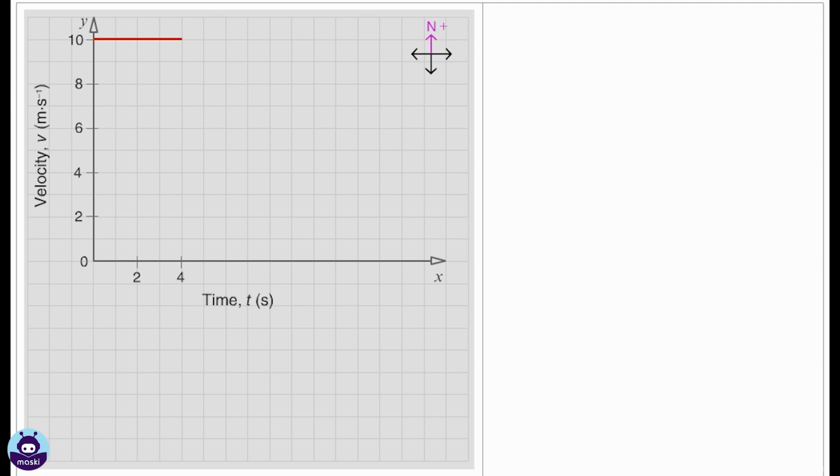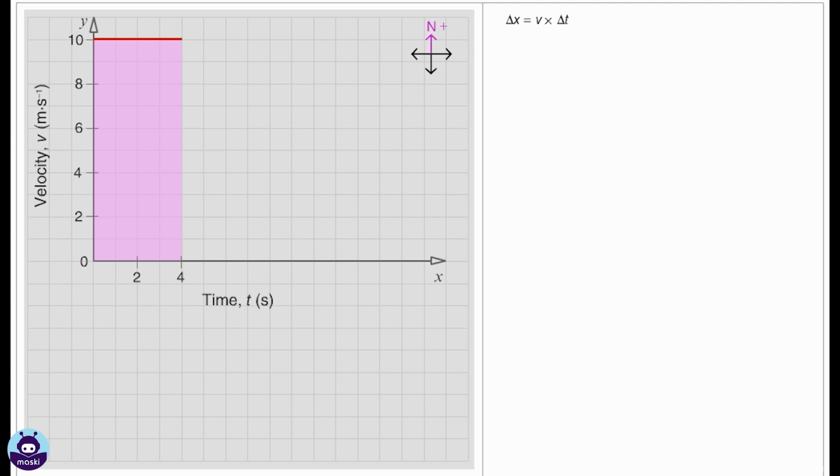Let us see how. We know that velocity is the displacement divided by the time taken. v equals delta x over delta t. Rearranging the terms, we get delta x equals v times delta t. Stating in words, the displacement is the velocity multiplied by the time interval.